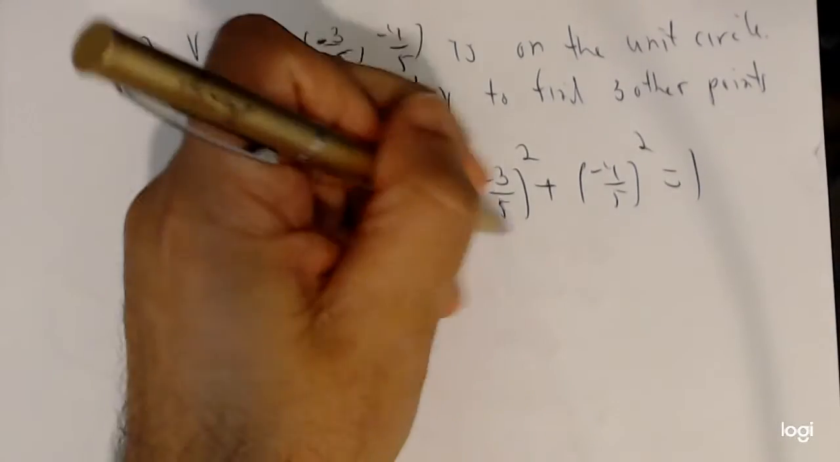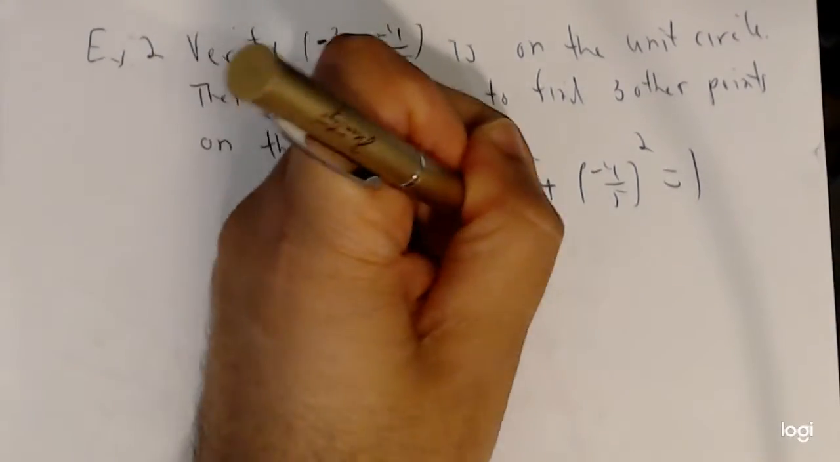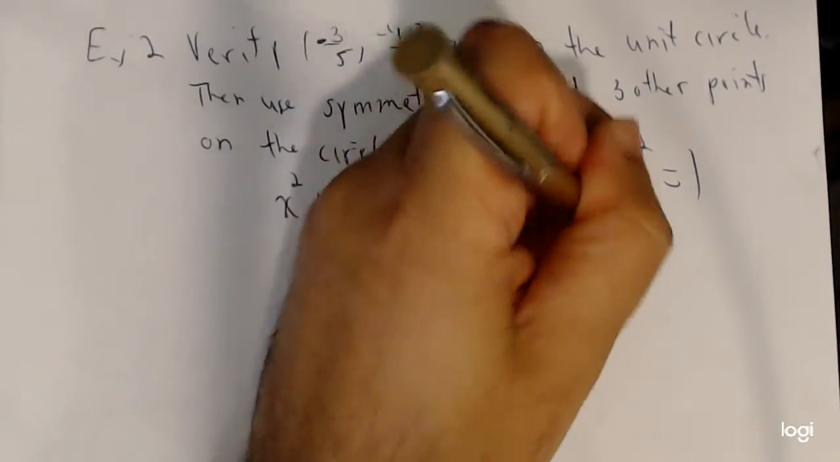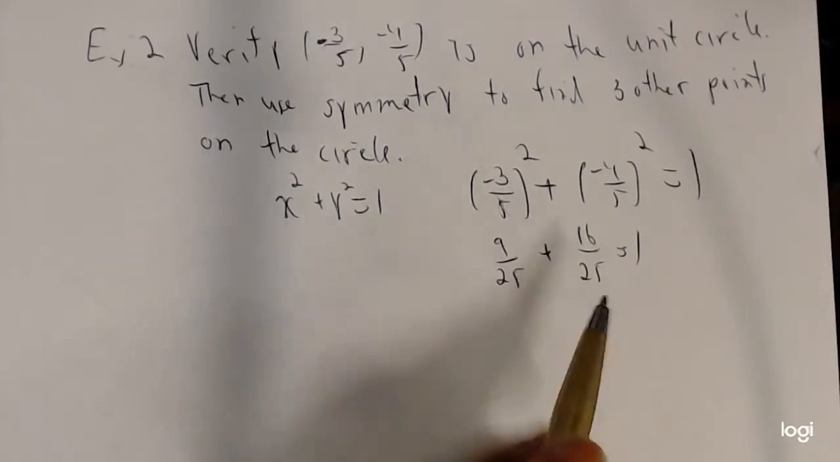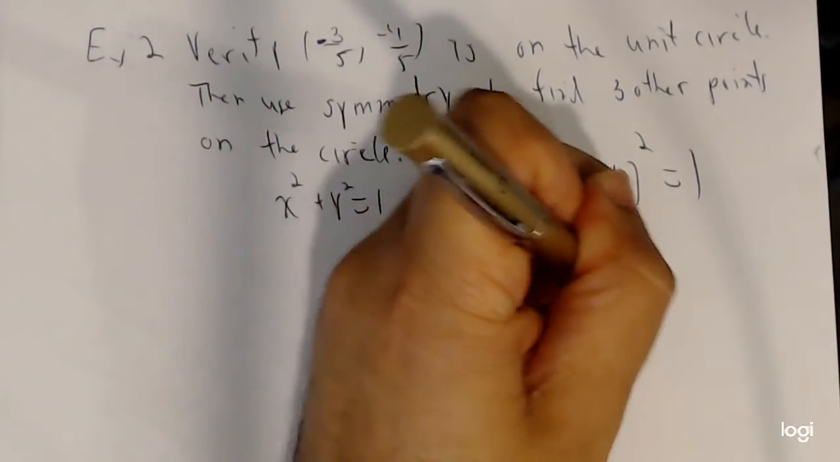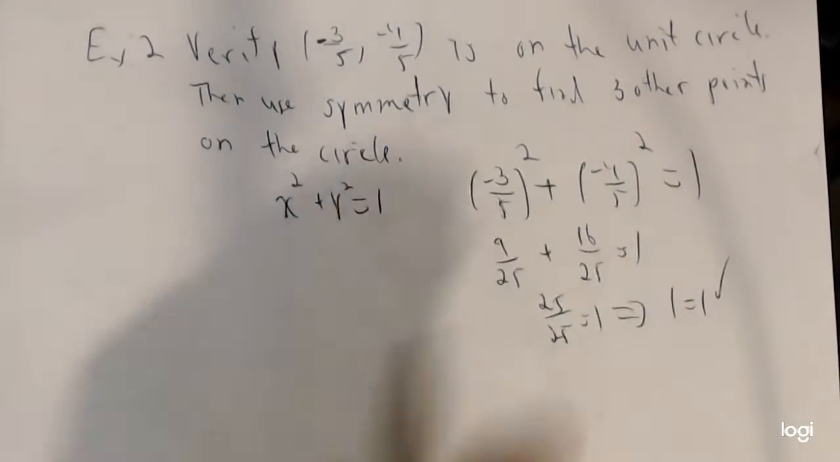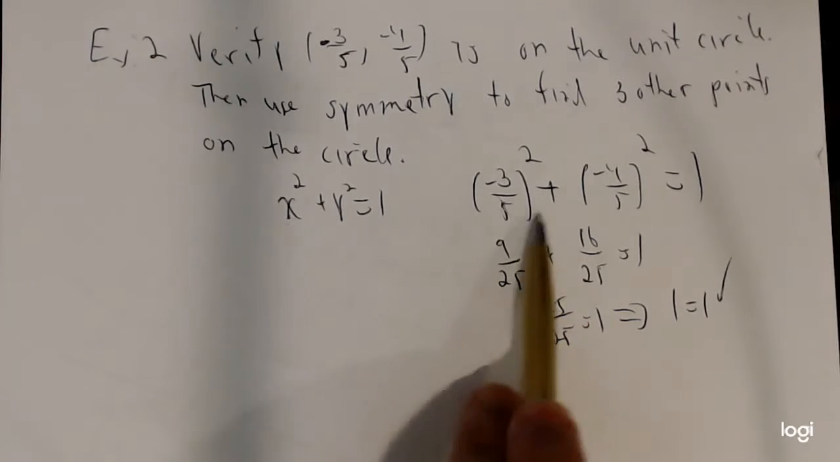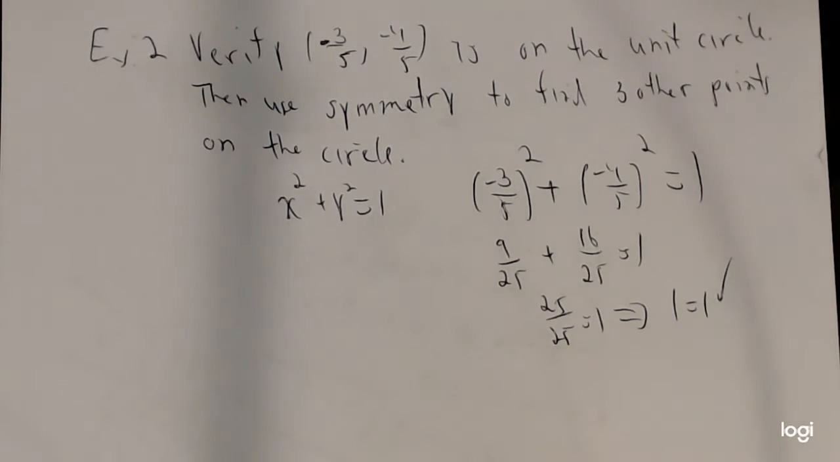Negative 3/5 squared becomes 9 over 25, plus negative 4/5 squared is 16 over 25, and 9 over 25 plus 16 over 25 is 25 over 25 equals 1, which notice how that shows 1 equals 1. So clearly we just showed that this is true. It checks out. The left side does equal 1, so it is on the unit circle.